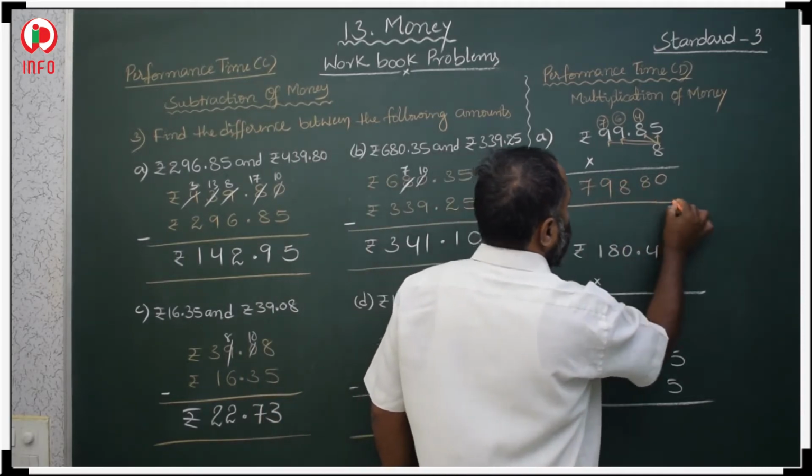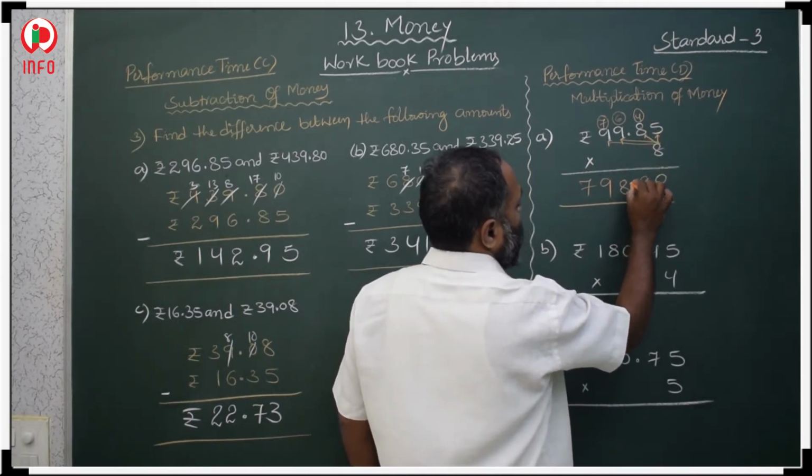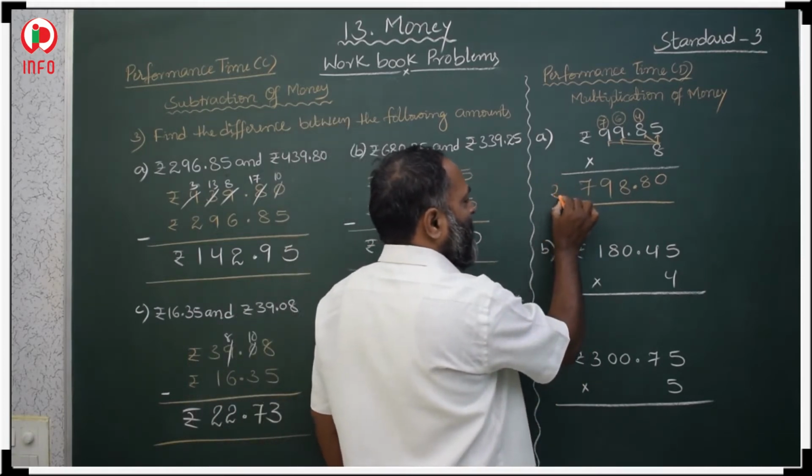Okay. Then after 2 digits from right to left, we keep a decimal. So then what is the answer?